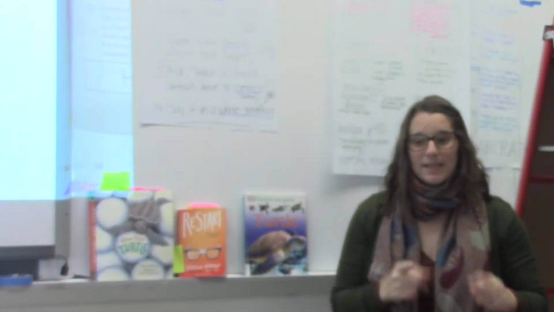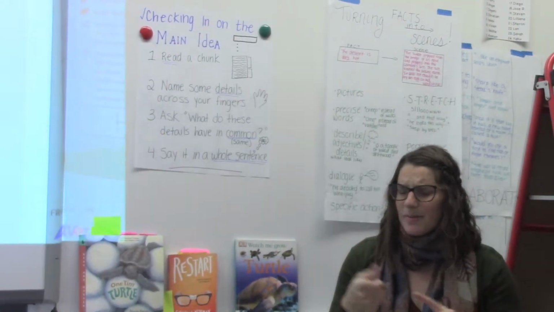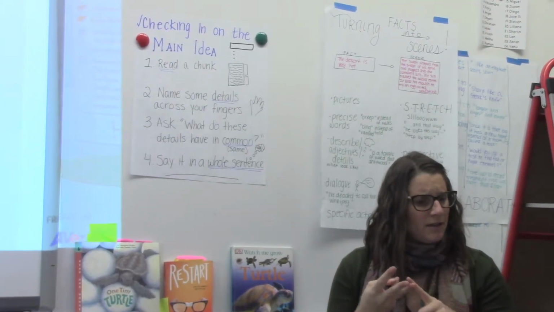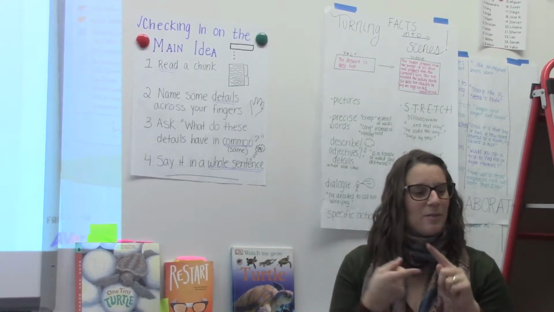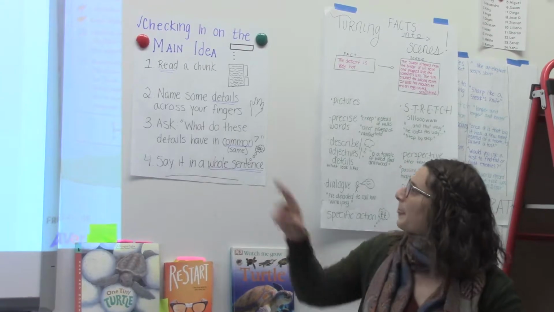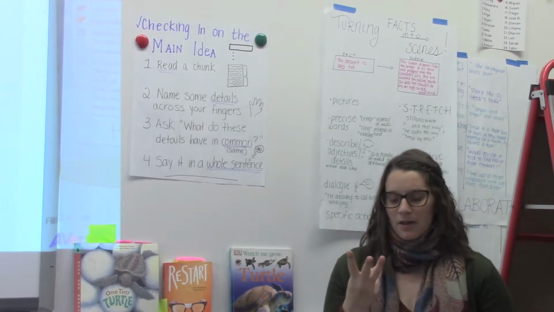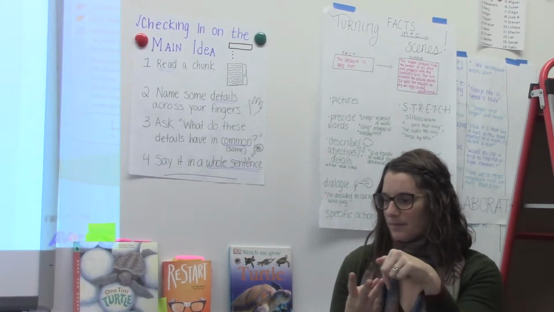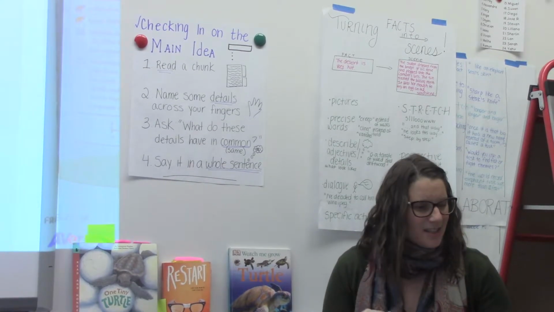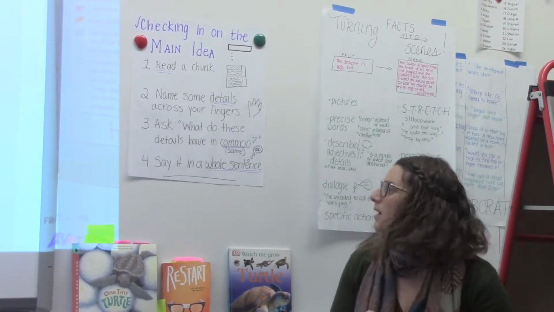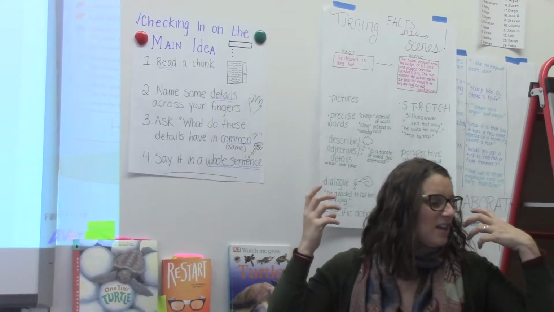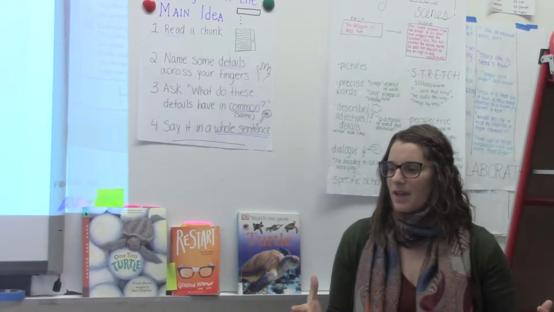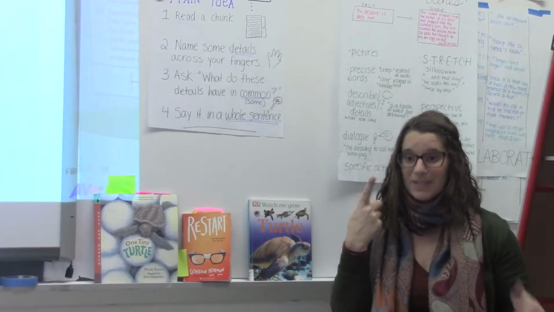Then what I'm gonna do is, just quickly off the top of my head, think about what were some details that were in that section, okay? And I do this on my fingers just because it helps me remember what the details were. And then I ask myself, okay, what do these 3 details have in common? Or how are they similar, or how are they kind of the same? And then finally, I say it in a whole sentence. And this is the part they call a main idea statement, okay? And I do this in my head a lot, but today I'm gonna do it out loud so you guys can see what I'm doing, okay?